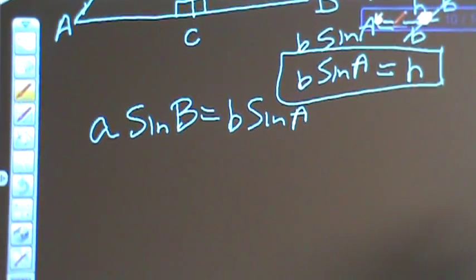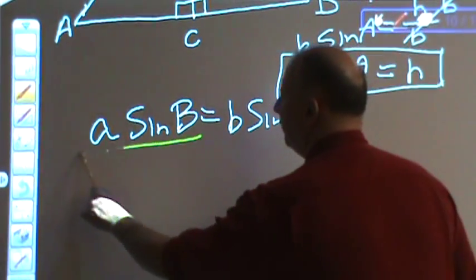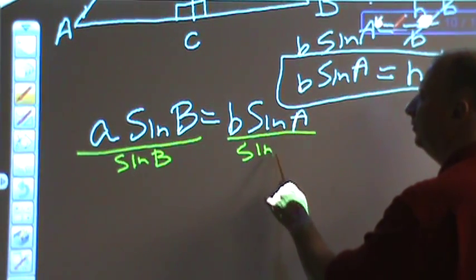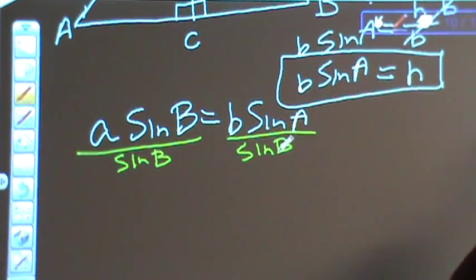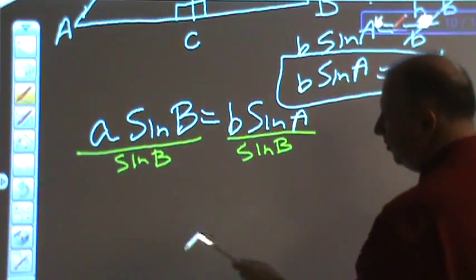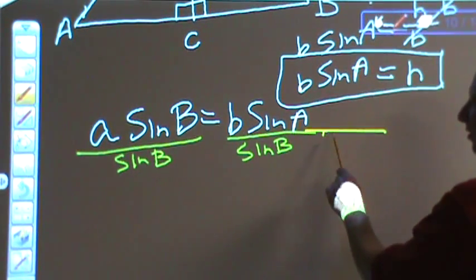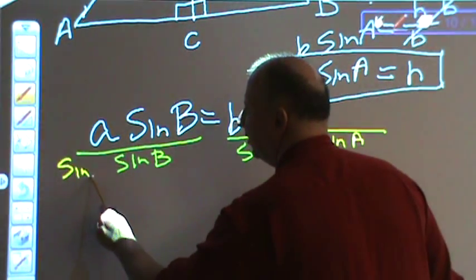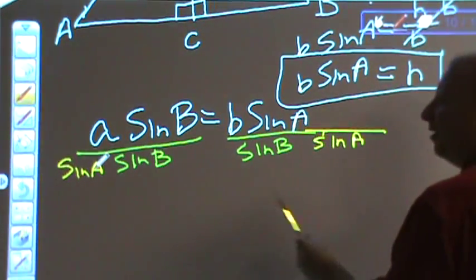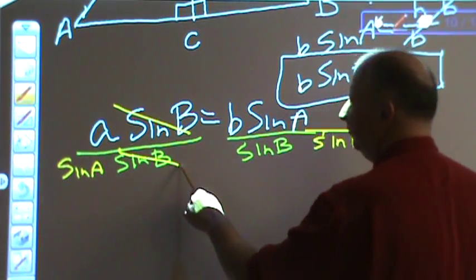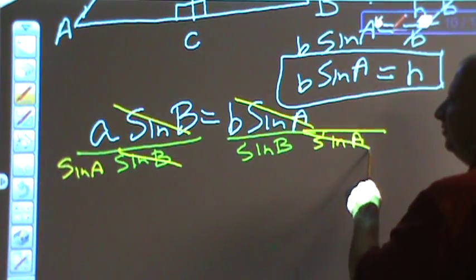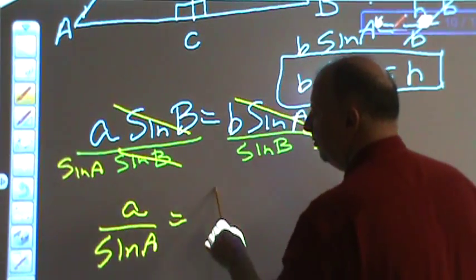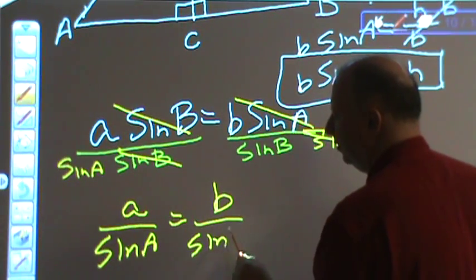Well, what I'm going to do now is, let's divide this side by sine B, and this side by sine B. Let's now divide this side by sine A, and this side by sine A. Let's look what I'm left with now. Well, this and this cancel. This and this cancel. a over sine A is equal to b over sine B.